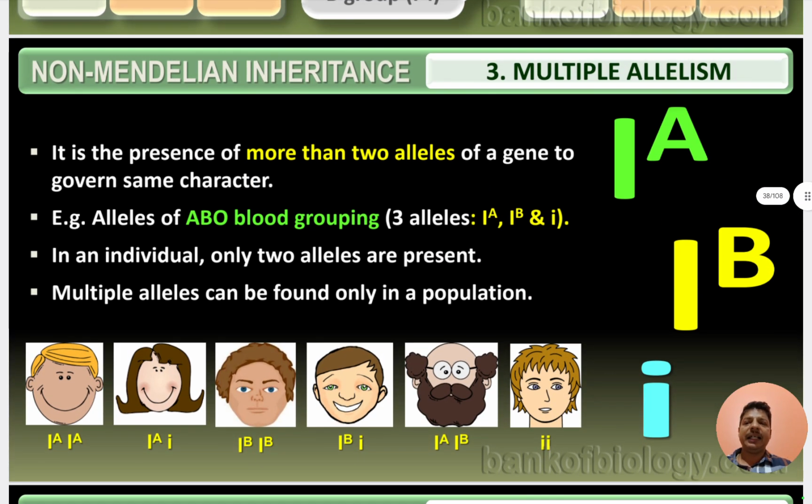Next is multiple allelism. Multiple allelism means the presence of more than two alleles of a gene to govern the same character. Example, alleles of ABO blood grouping, three alleles are there. In an individual, only two alleles are present. Multiple alleles can be found only in a population.